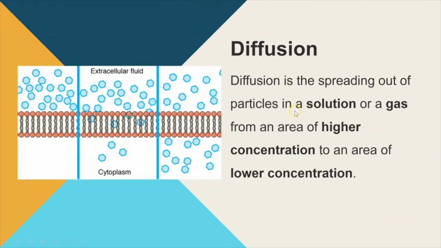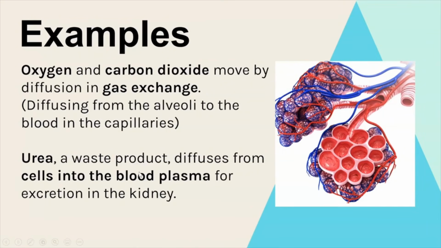Diffusion is the spreading out of particles in either a solution, so in a liquid, or a gas, and they move from an area of high concentration to a lower concentration. So we can see here we've got this high concentration of particles on one side of the membrane, and they diffuse or move across the cell membrane to where there is a lower concentration. And this movement happens until you reach equilibrium, which means you've got the same concentration on both sides or in all locations.